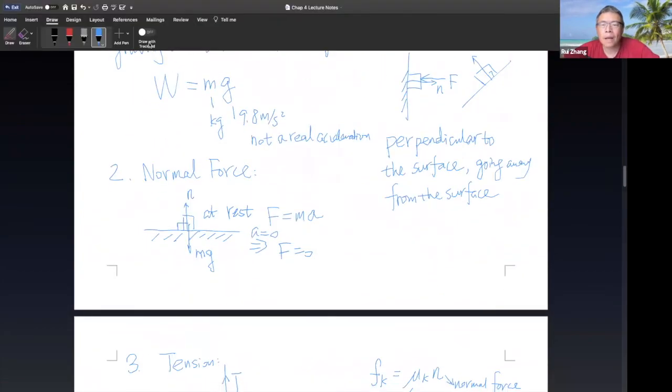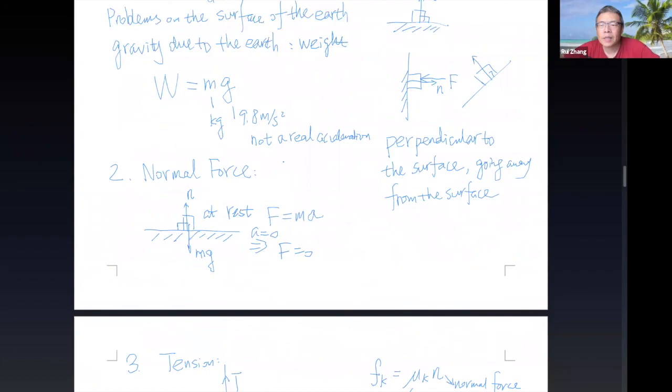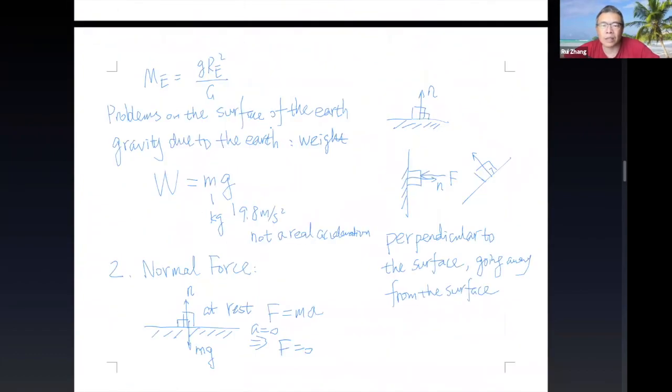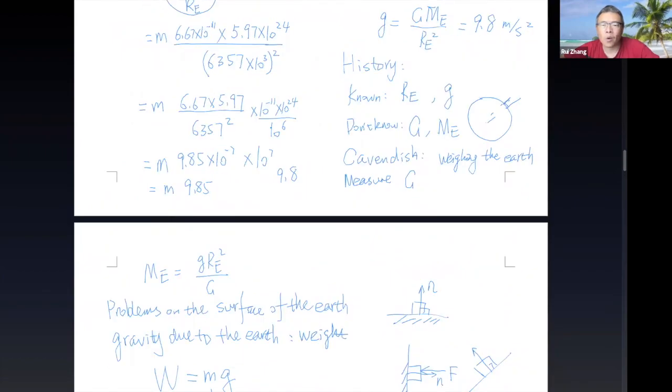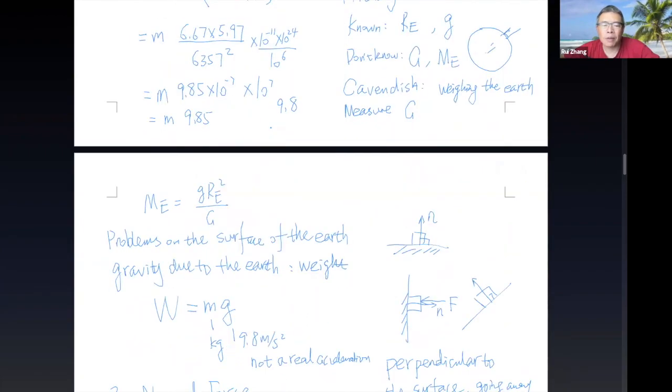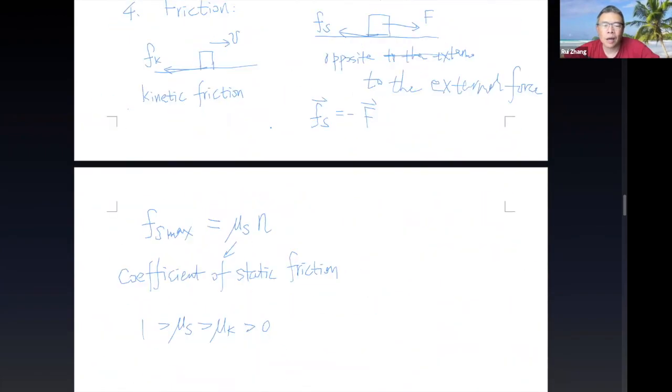So any questions so far? Again, this kind of theory is kind of dry because we're just talking about these forces. Pretty abstract, but when we put them into problems, it is better.